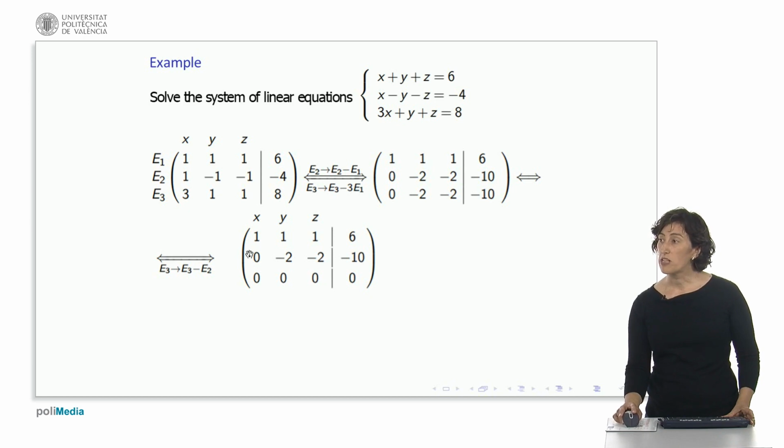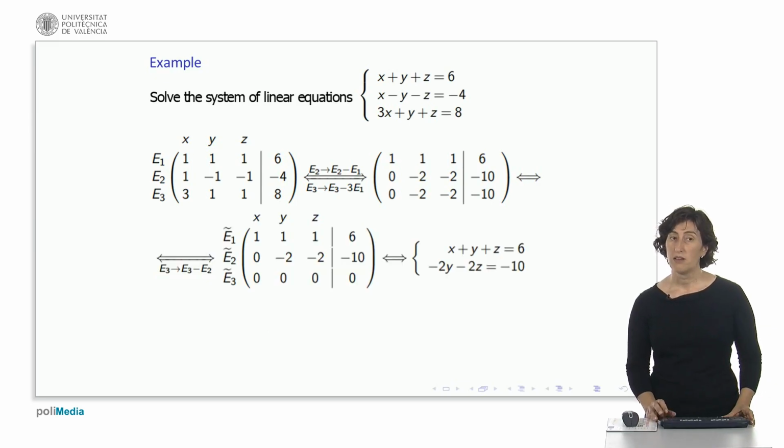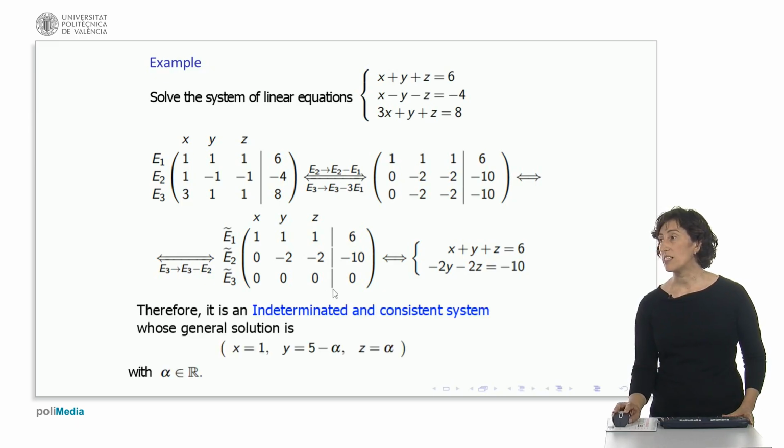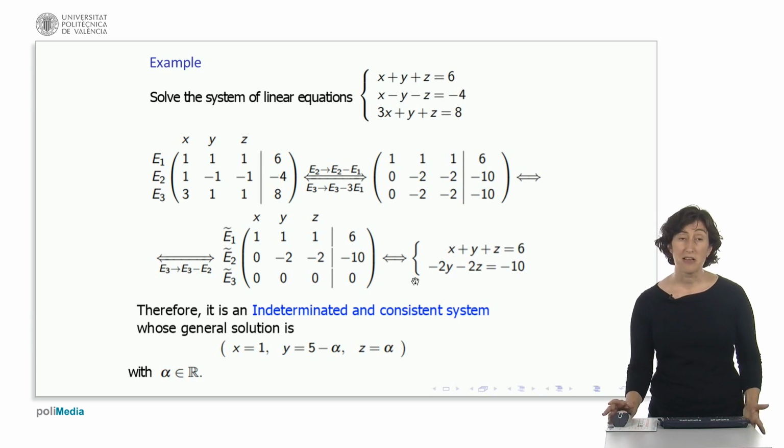Once we have reached 0 below this line, 0, 0, and 0, what we do is write it back as a system of equations. For example, the first equation would be this one here. The new first equation, in this case, coincides with the previous one. The second equation would be this one here, which is a new equation. And the third one, so that the system is x plus y plus z equals 6, minus 2y... and minus 2z equals minus 10. Let's remember this system is equivalent to the original system, so both have the same solutions. And this system, we already know how to solve it.